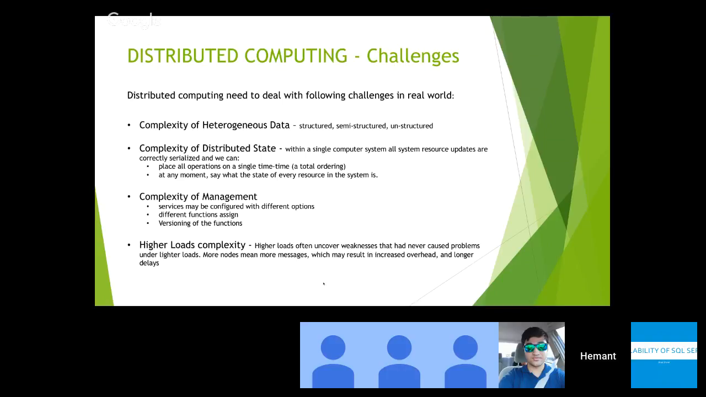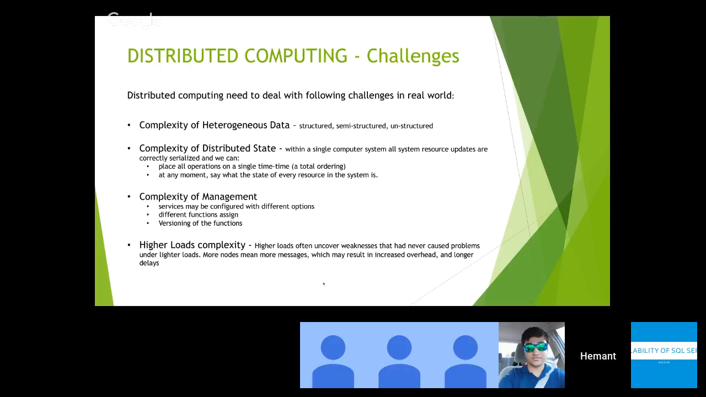And the last one, which is also a very important one, is that once higher loads get onto a system, it starts uncovering more and more weaknesses of the system. Higher load often uncovers weaknesses that have never been a problem under lighter load. More nodes mean more messages, which may result in increased overhead and longer delay. So you have to figure out that if something is lagging or delaying in the system, it could be because of the load that things are getting slower. That's an important factor in distributed computing.